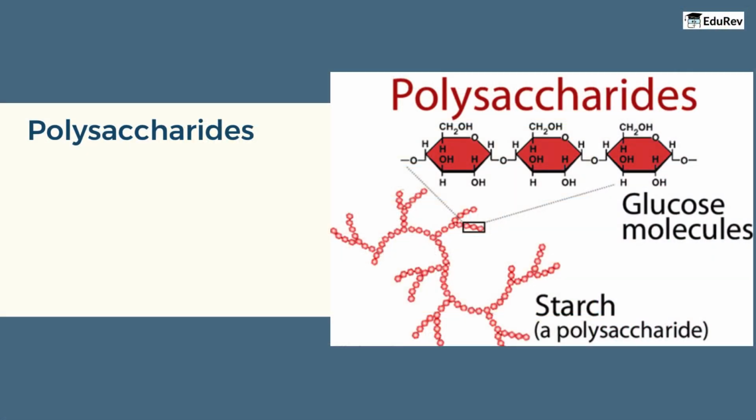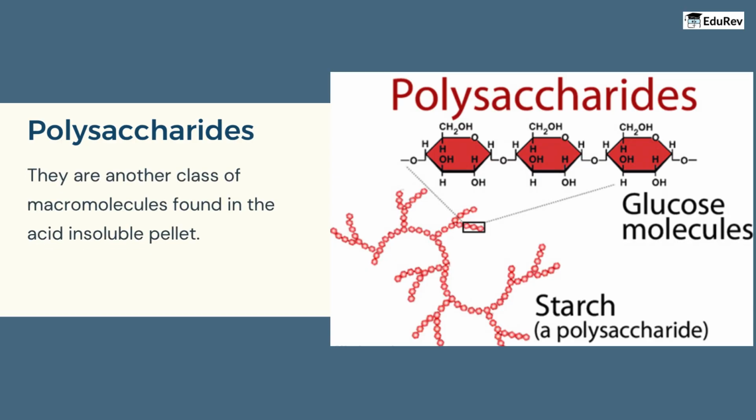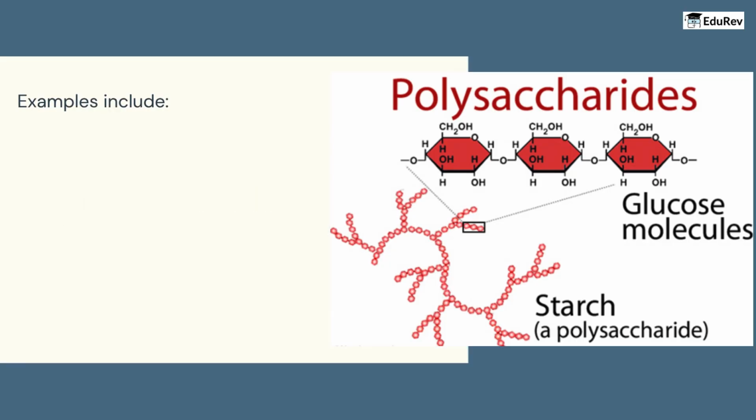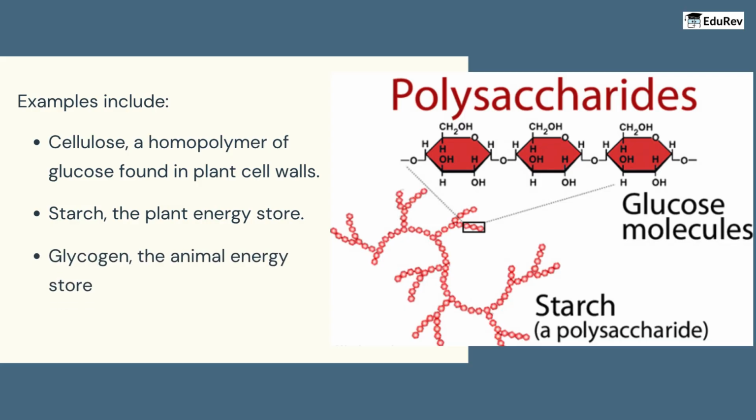Now, let's discuss polysaccharides. Polysaccharides are long chains of sugars, forming thread-like structures with different monosaccharides as building blocks. They are another class of macromolecules found in the acid-insoluble pellet. Examples include cellulose, a homopolymer of glucose found in plant cell walls. Starch, the plant energy store. Glycogen, the animal energy store. Inulin, a polymer of fructose.